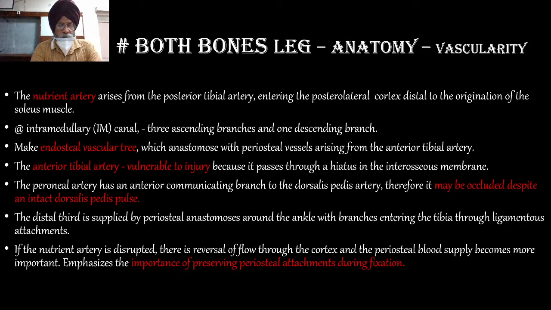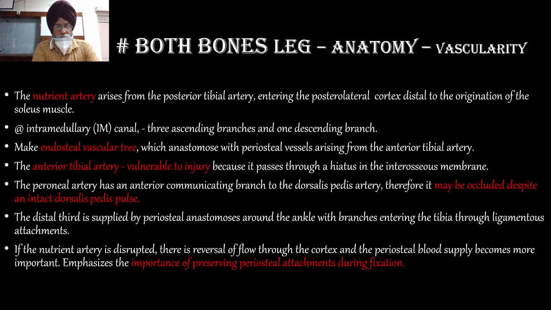The anterior tibial artery is vulnerable to injury because it passes through the hiatus in the interosseous membrane which connects the two bones. The peroneal artery has an anterior communicating branch to the dorsalis pedis artery. Therefore, it may be occluded despite an intact dorsalis pedis pulse.